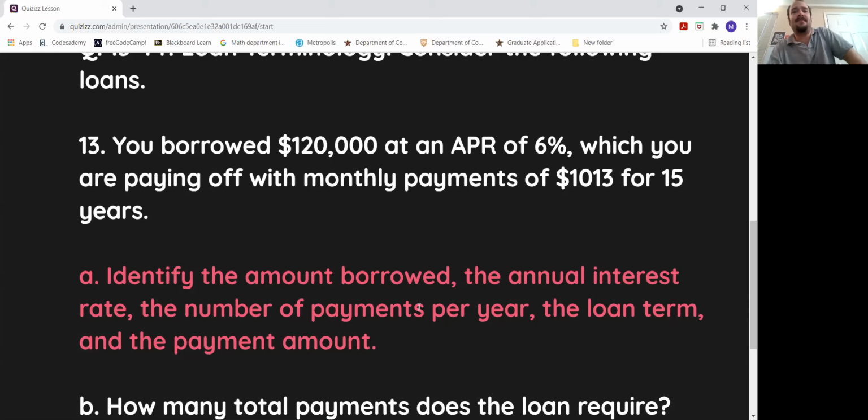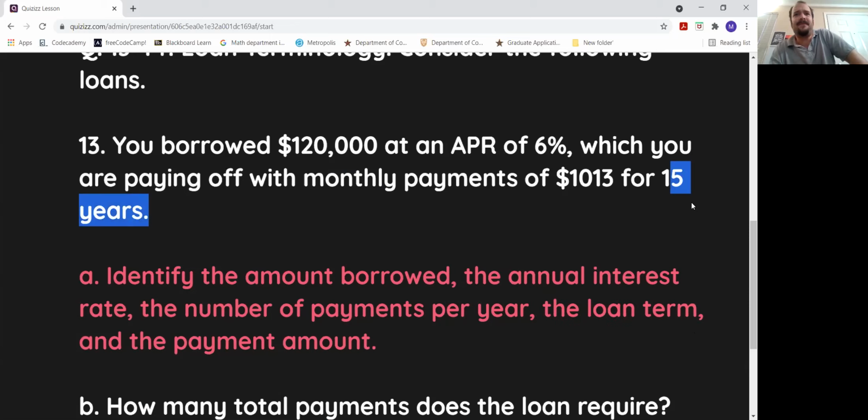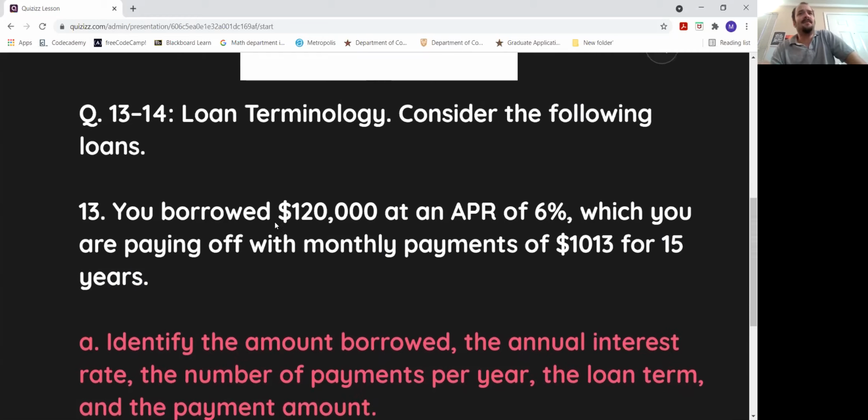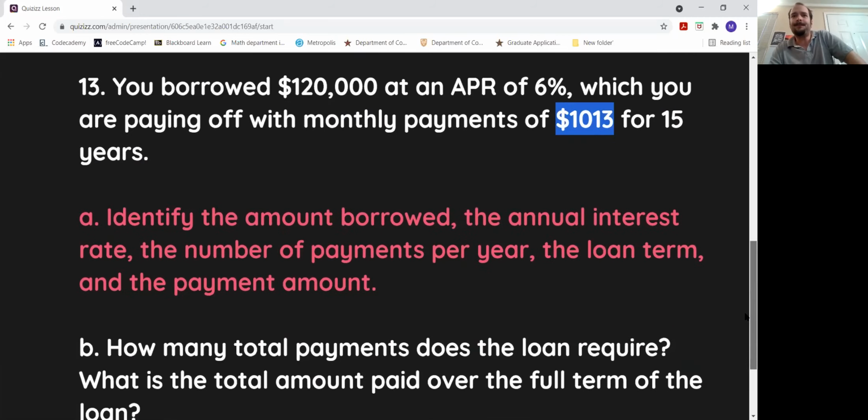The number of payments per year. If we're doing monthly payments, guess what? We are doing 12 payments per year. N equals 12, I think is what that's telling me. The loan term, if I'm going for 15 years, this is giving me my Y equals 15. And the last thing is the payment amount. This is the thing, if they didn't tell us, we would have to go plug all that information into the formula to find it. But they were really kind of nice on this problem, and they told us our payment amount.